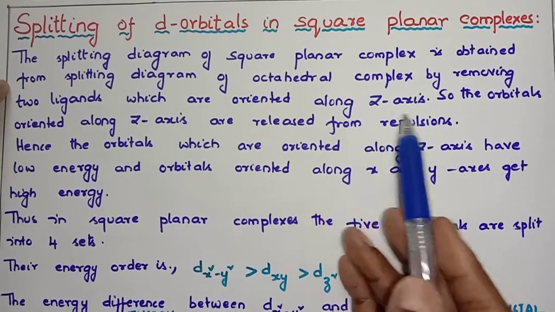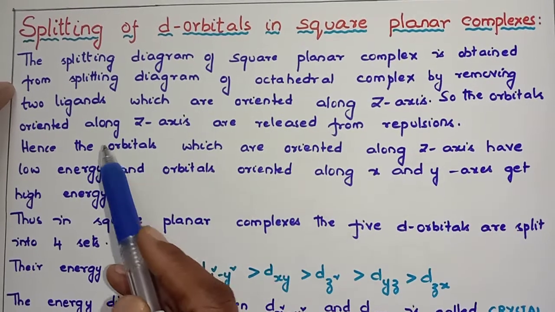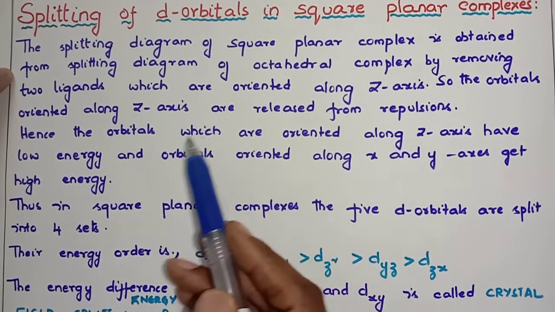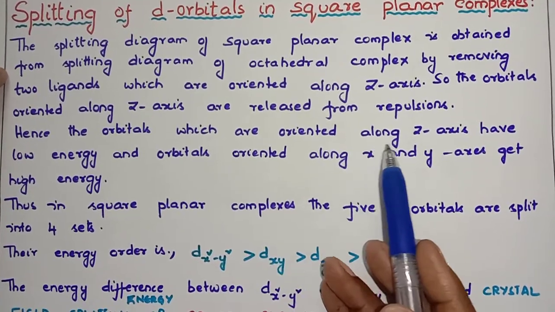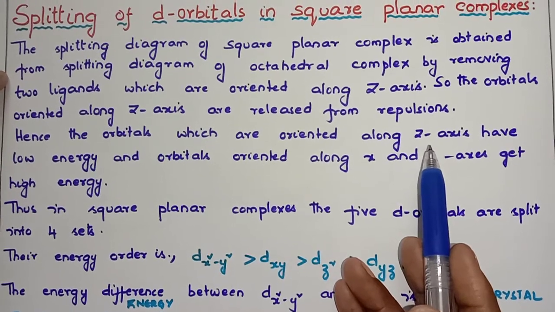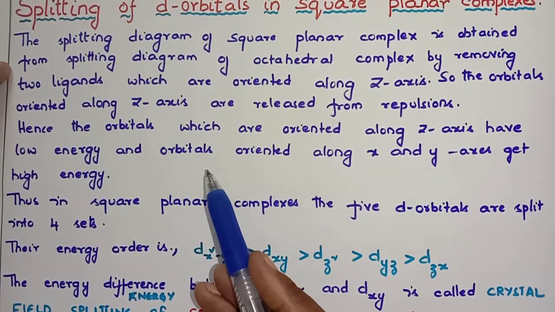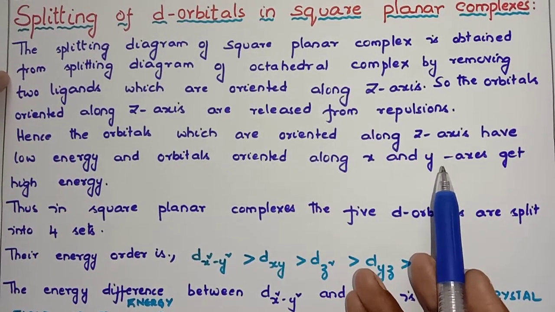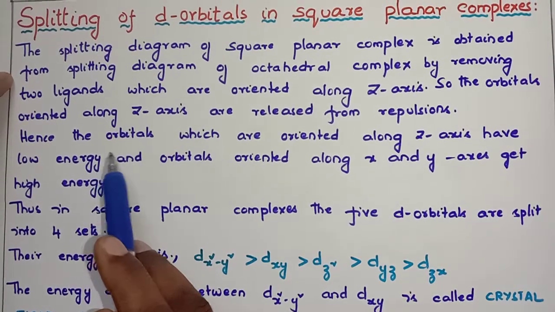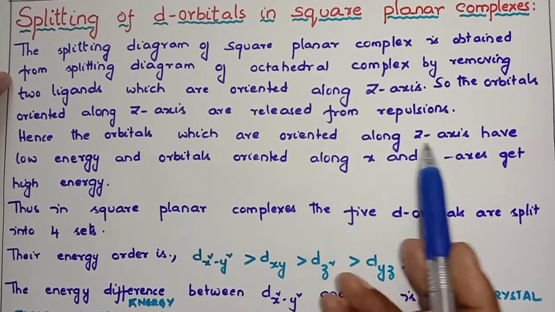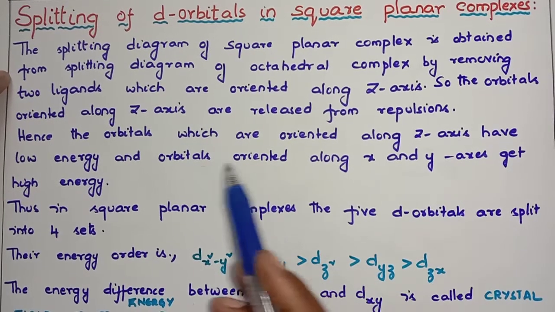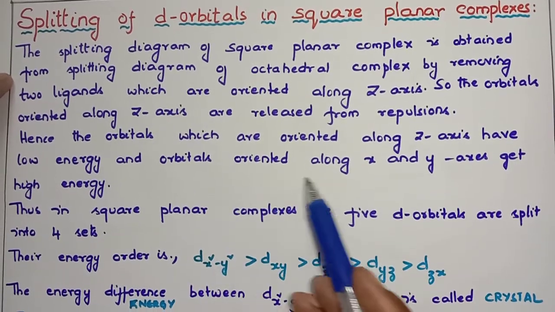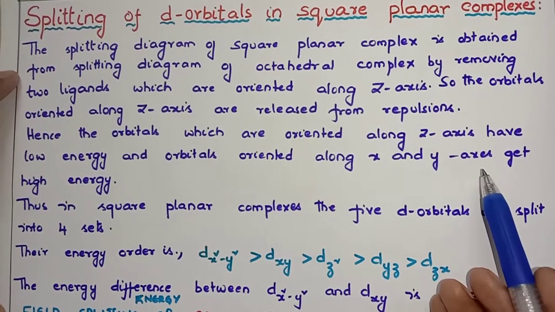Okay students, clear? Now, so then what happens? The orbitals which are oriented along the z-axis are free from repulsions now. Hence, the orbitals which are oriented along the z-axis will have less energy, and the orbitals which are oriented along the x and y axis will have high energy. So repeating once again, the orbitals which are oriented along the z-axis will have less energy, and the orbitals which are not oriented along the z-axis, that means which are oriented along the x and y axis, will have more energy.